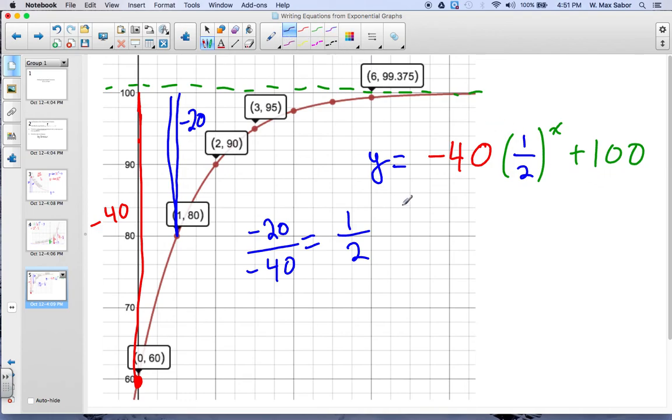It is possible that this problem would be written as an answer choice of y equals -40 times 2 to the negative x plus 100. You should remember that just because 1/2 is the same thing as 2 to the negative first. So just be aware that just because you don't see 1/2 as part of the equation doesn't mean that the right answer isn't listed. Thanks.